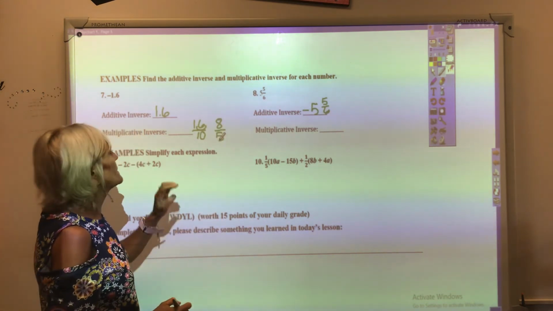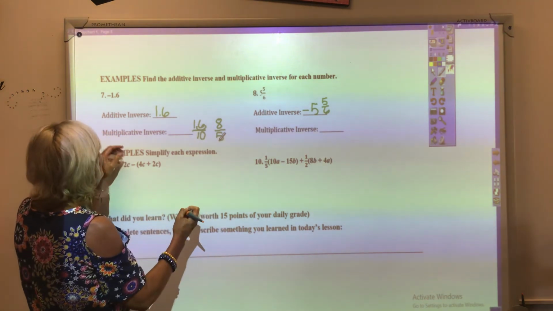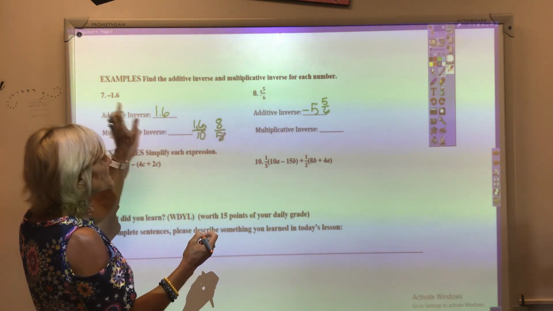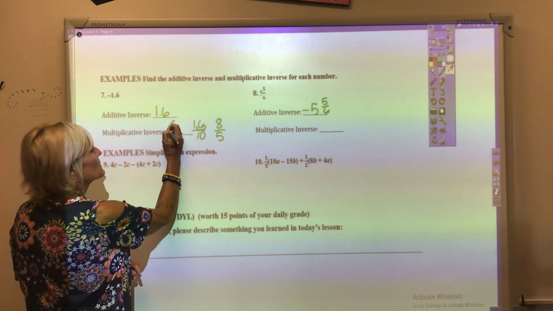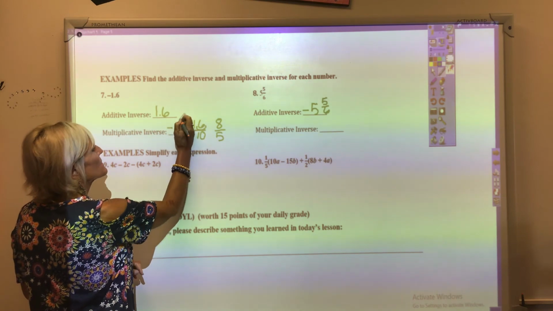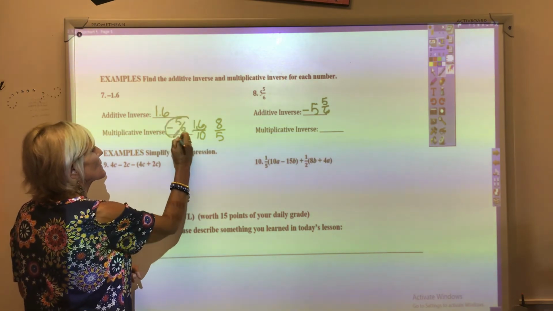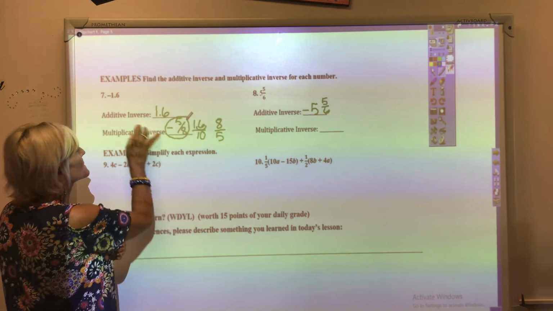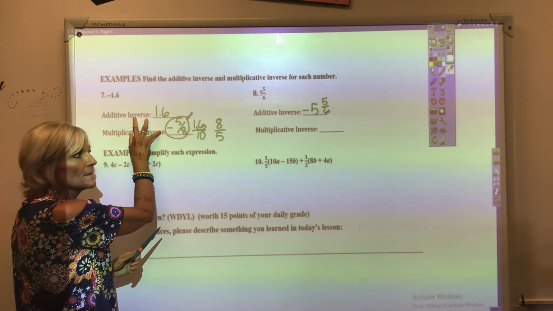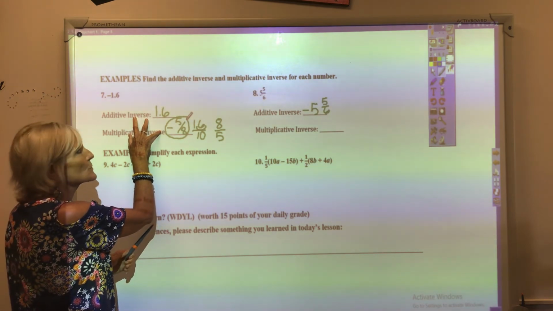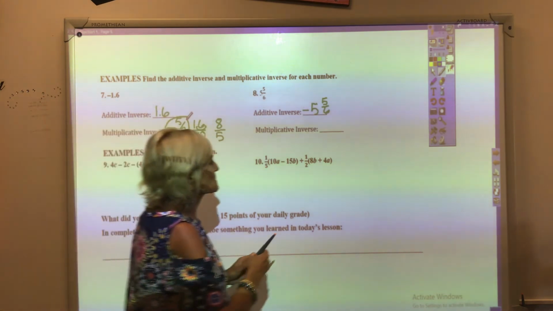And now all we do is we flip it over and we say instead of negative 1.6 or instead of negative 8/5, our multiplicative inverse is negative 5/8. Let me circle that. So we keep the sign because when we multiply these together, we want it to equal 1. So the sign doesn't change with what we started with. We just flip our fraction.